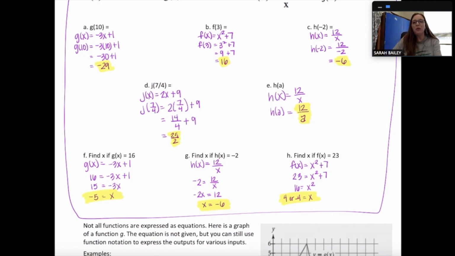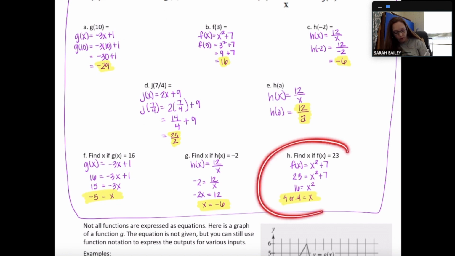Okay, so hopefully you did well with these problems. So you're going to want to pause the video and check your answers, make the necessary corrections. I do want to point out for H, notice when I got that 16 is equal to x squared, x could be 4 or it could be negative 4. 4 squared is 16 and negative 4 squared, meaning negative 4 times negative 4 is also 16.